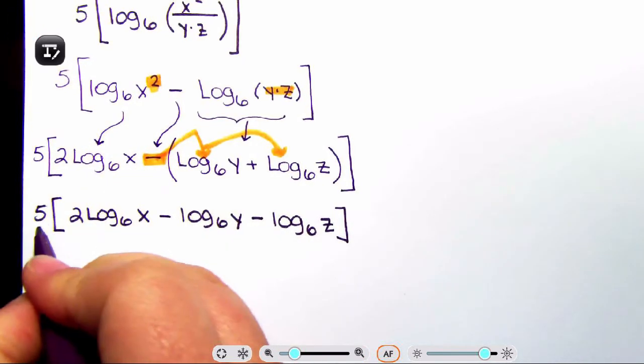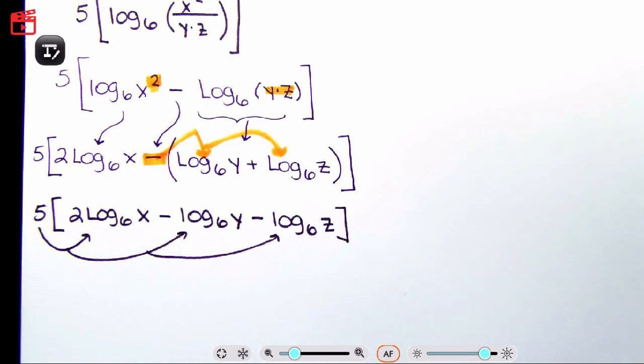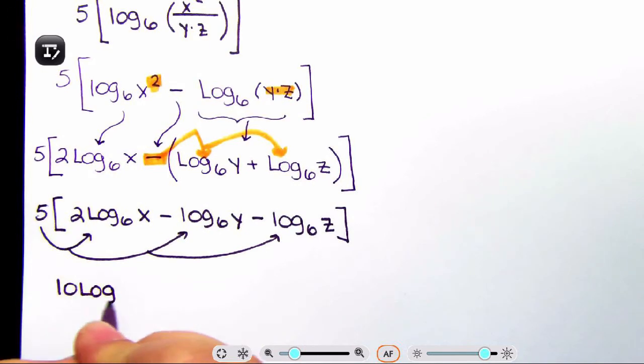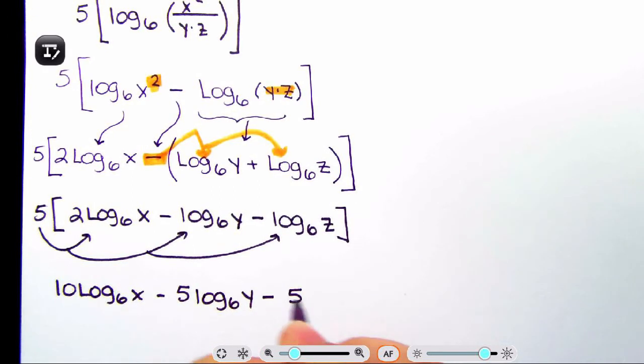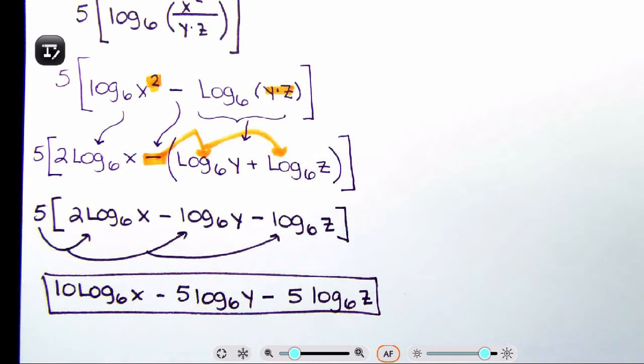Now we have to deal with this 5. We're going to distribute that 5 to all terms. Terms are separated by a plus or a minus. So I have 10 log base 6 of x minus 5 log base 6 of y minus 5 log base 6 of z. And this is going to be your final answer for your expansion.